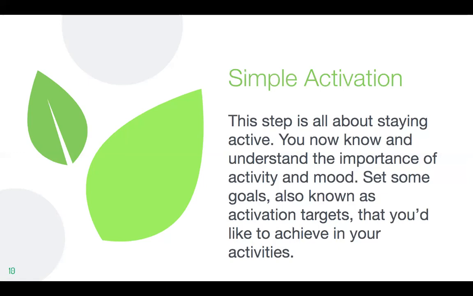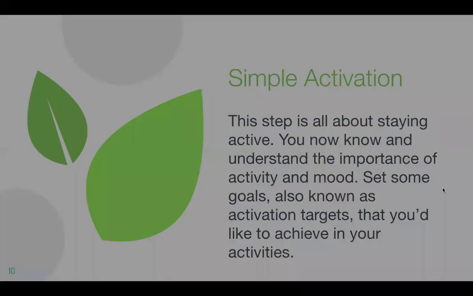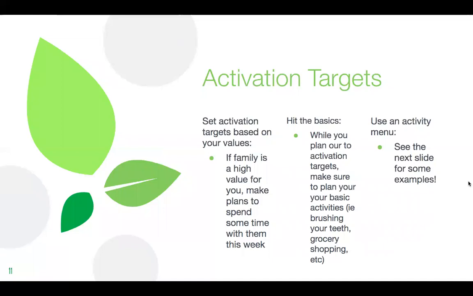This step is all about staying active. You now know and understand the importance of activity and mood. Now you can set some goals, also known as activation targets, that you'd like to achieve in your activities. So now we're going to talk about the activation targets, and I've split them up into 3 categories here. You can set activation targets based on your values. So for an example, if family is a high value for you, set time or make plans to hang out and spend time with your family.